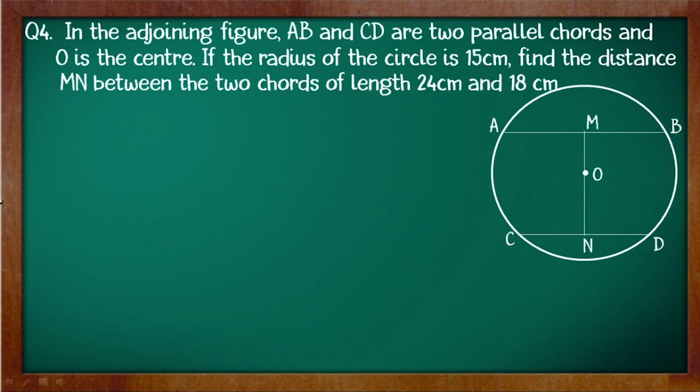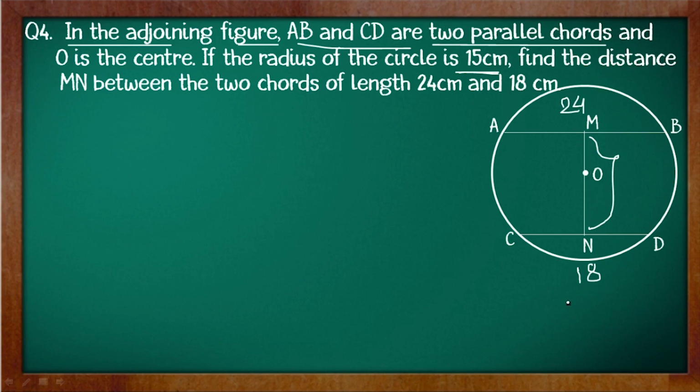The last example says, in the adjoining figure, AB and CD are two parallel chords. So AB is one chord, CD is another chord, and they are parallel. And O is the center. So this point O is the center. If the radius of the circle is 15 centimeter, find the distance MN between the two chords of length 24 centimeter and 18 centimeter. So this length is given as 24 and this length is given as 18, and we need to find the length from M to N. So this is the length that we need to find.